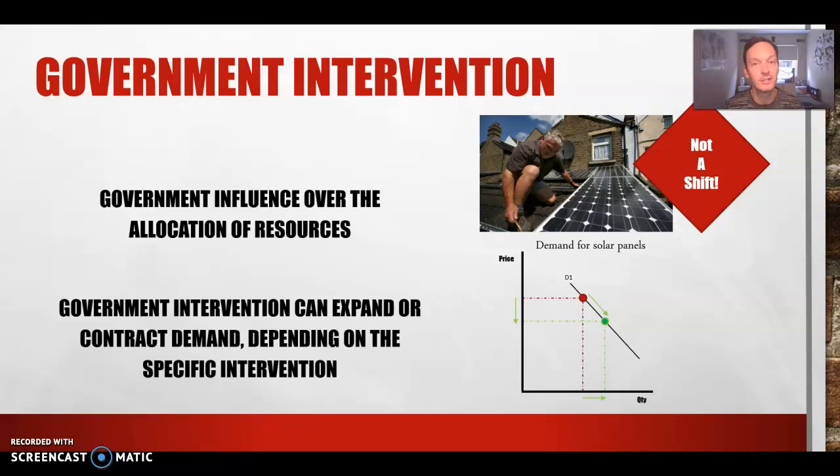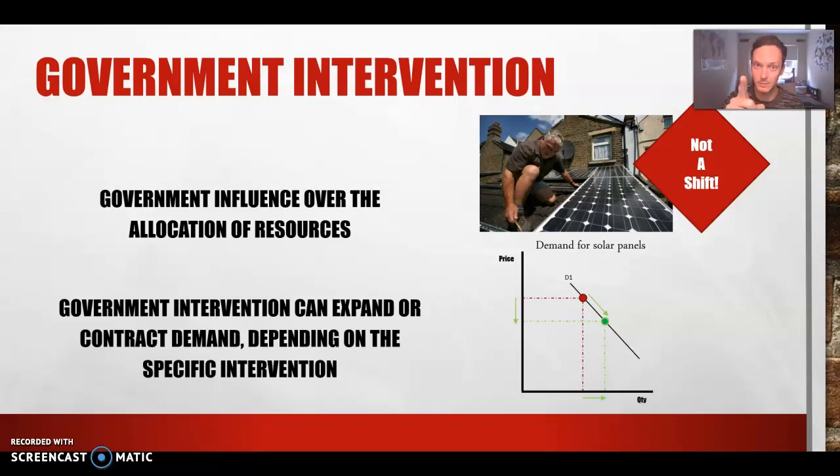Why is this not a shift? Pause the video and think. Why is the government giving subsidies or money back for people to install solar panels on their roofs? Why is that not a shift of the demand curve for solar panels? Pause the video until you come up with an answer. And the answer is this is purely a change in price. They are just lowering the price for consumers. So therefore, it's not demand that shifts. It is just the quantity demanded that increases.